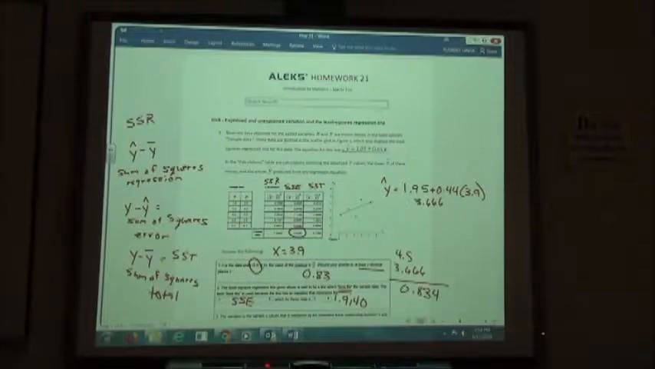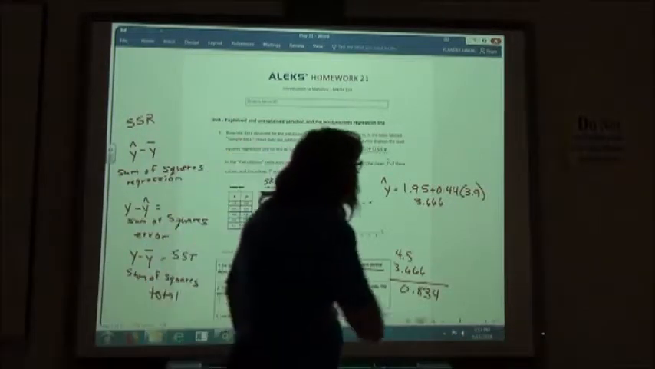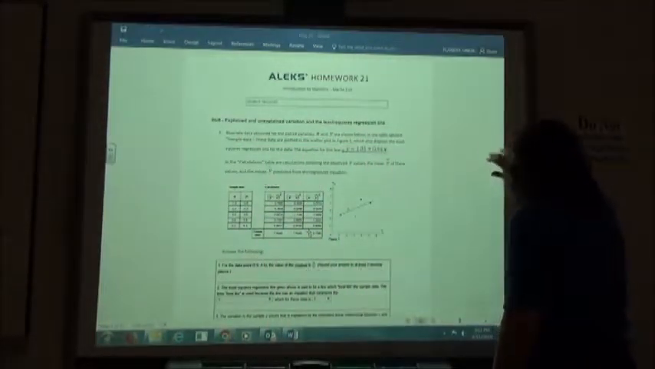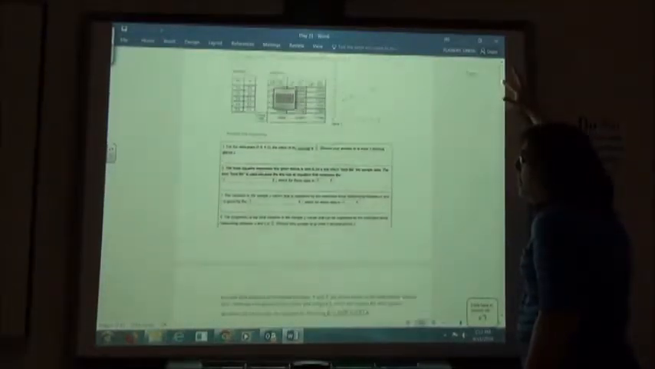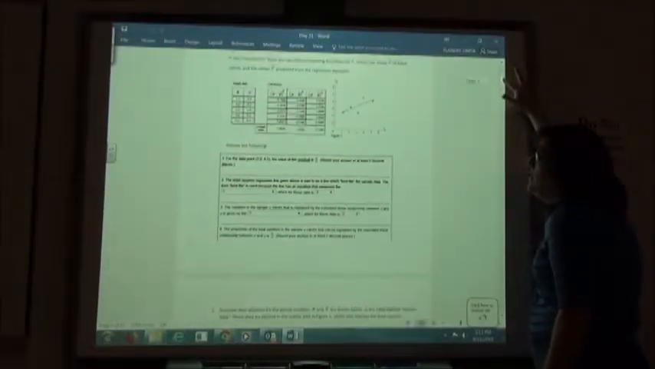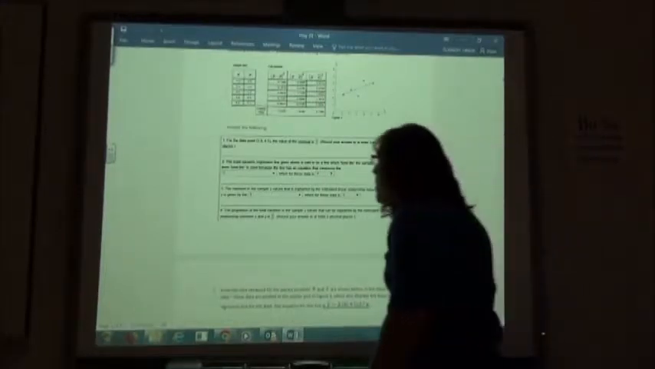I got to move my thing because I can't see the bottom two questions here. Hopefully you have that written down. Bottom two parts of this, it says, I'm going to see if I can still keep that table there.